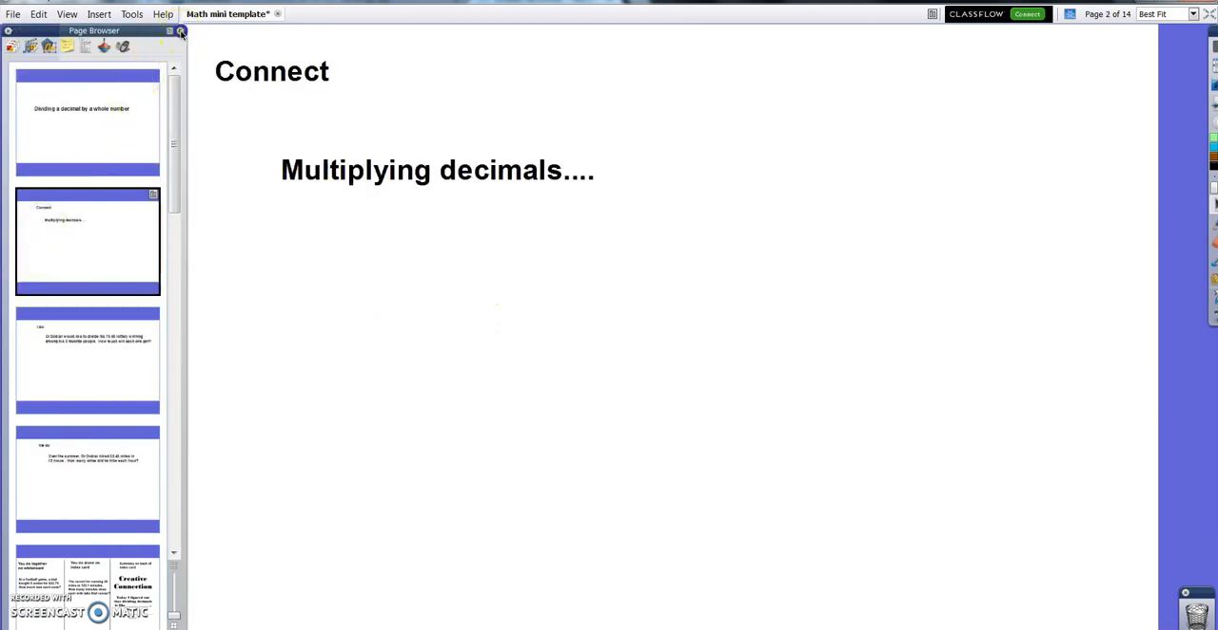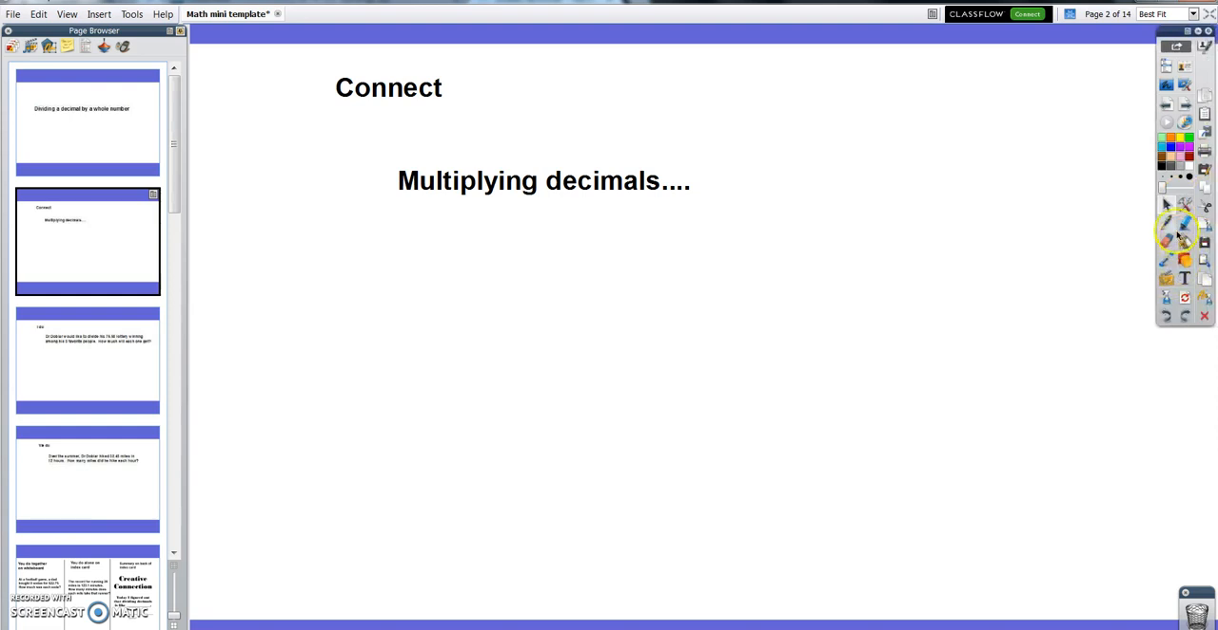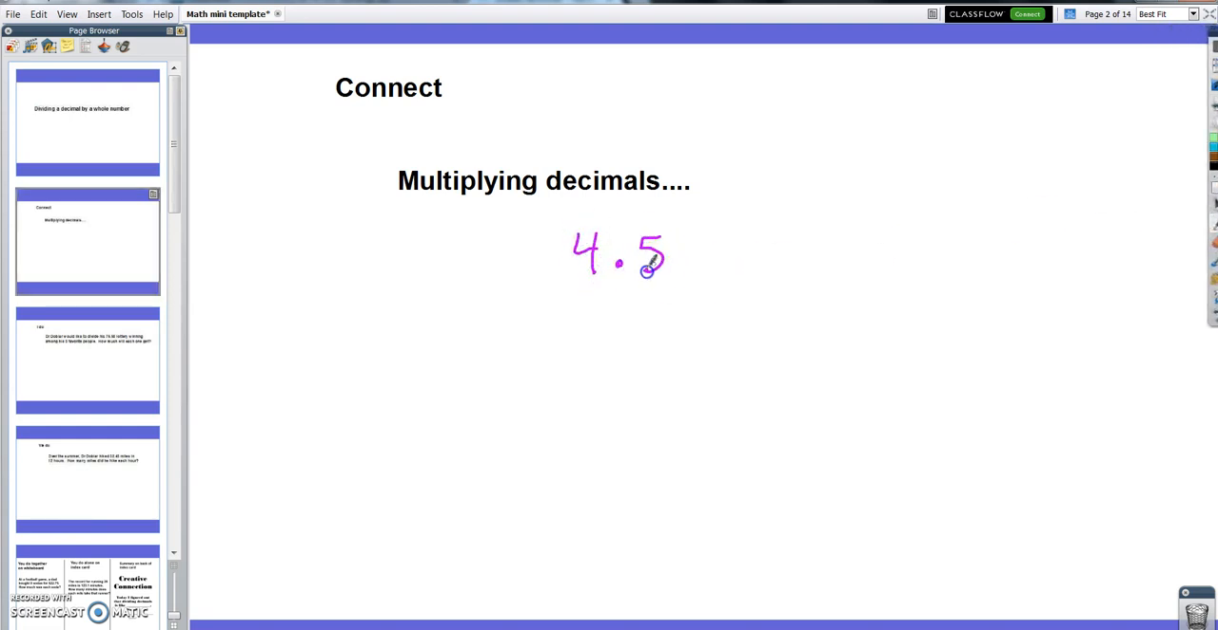So let me remind you real fast how we multiplied decimals. If I was going to multiply 4 57/100 by 8, let's say, the strategy we used for that is we ignored the decimal and just multiplied however we normally would. Standard algorithm, area model, partial products, whatever you like. I'm just going to ignore the decimal for a minute and just multiply the numbers.